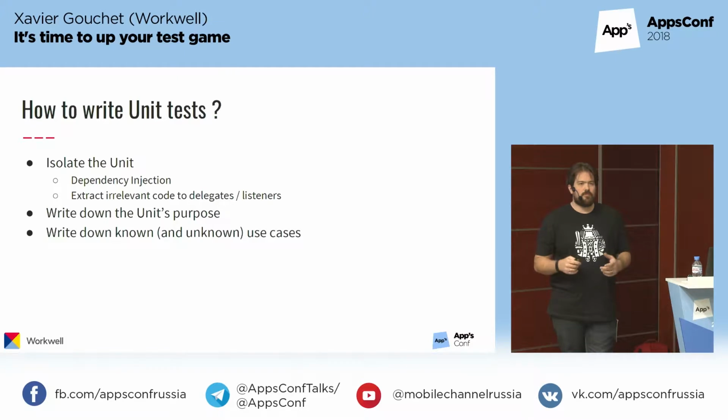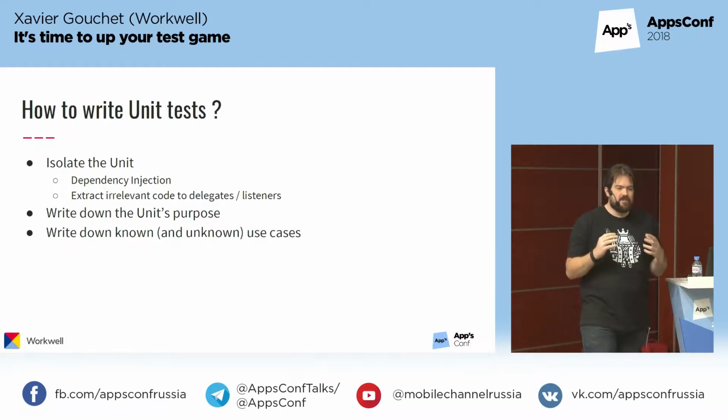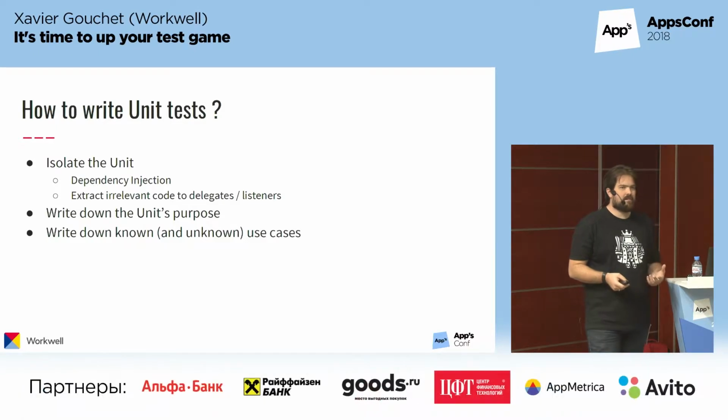So once you know what you want to test, how do you write it? The first thing is to isolate the unit that you want to test. So you can use dependency injection, you can use other ways, but basically you need to make sure that you cut everything else from the part you want to test. Because you don't want to test something and have some other code that you don't control in your test introduce bugs in it.